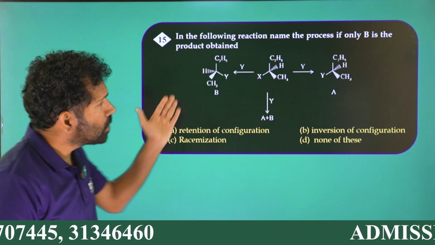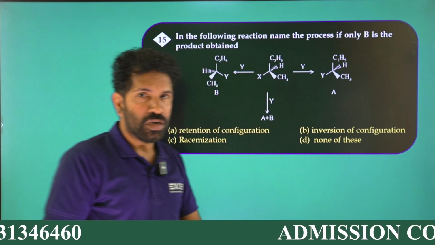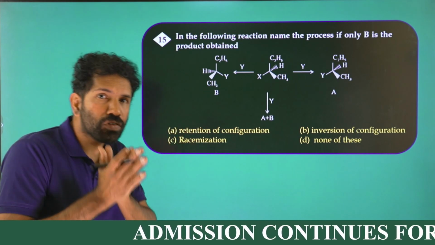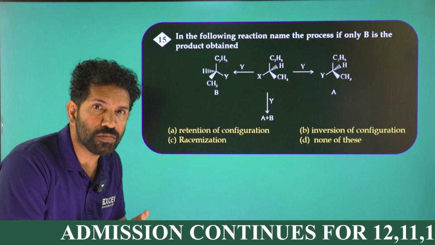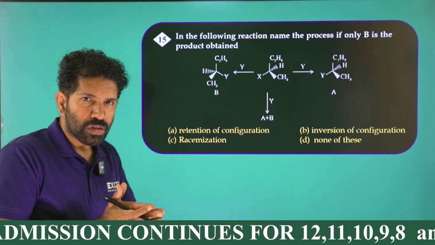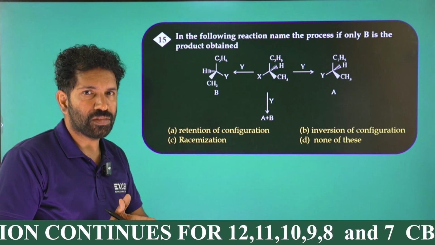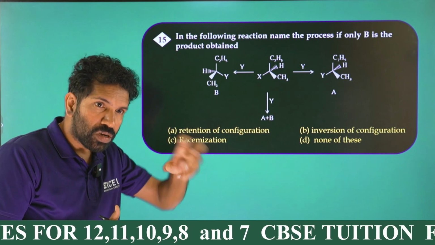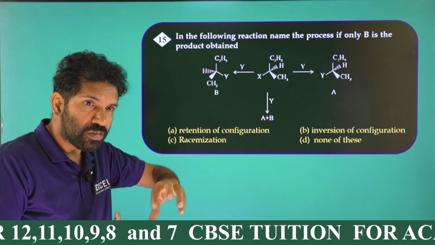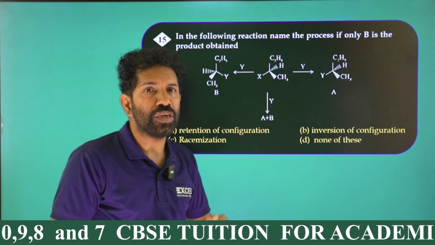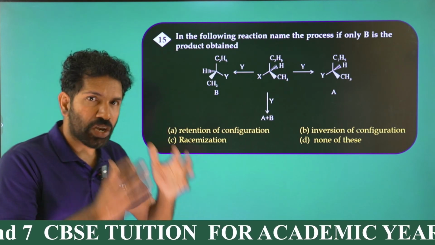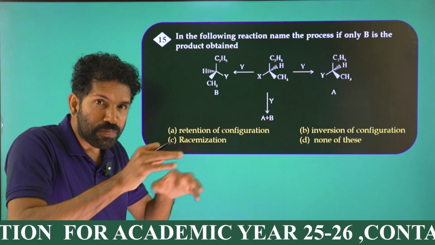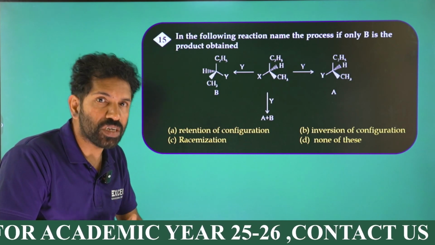What is inversion of configuration? What is retention of configuration? What is racemization? Most of the students have a lot of confusion regarding this particular topic. See, what is configuration? Arrangement of atoms around a chiral carbon atom in space is called configuration. Repeating, arrangement of atoms around a chiral carbon atom in space we call configuration.